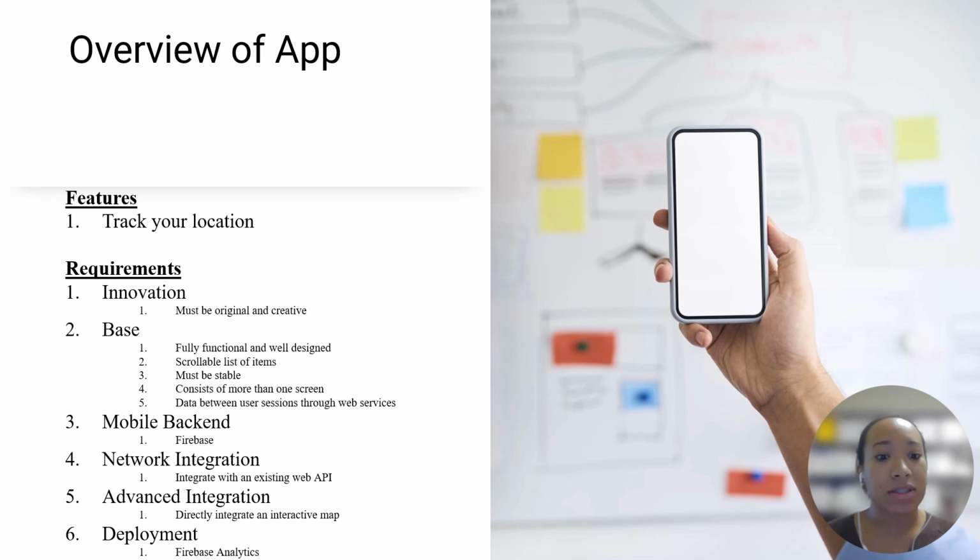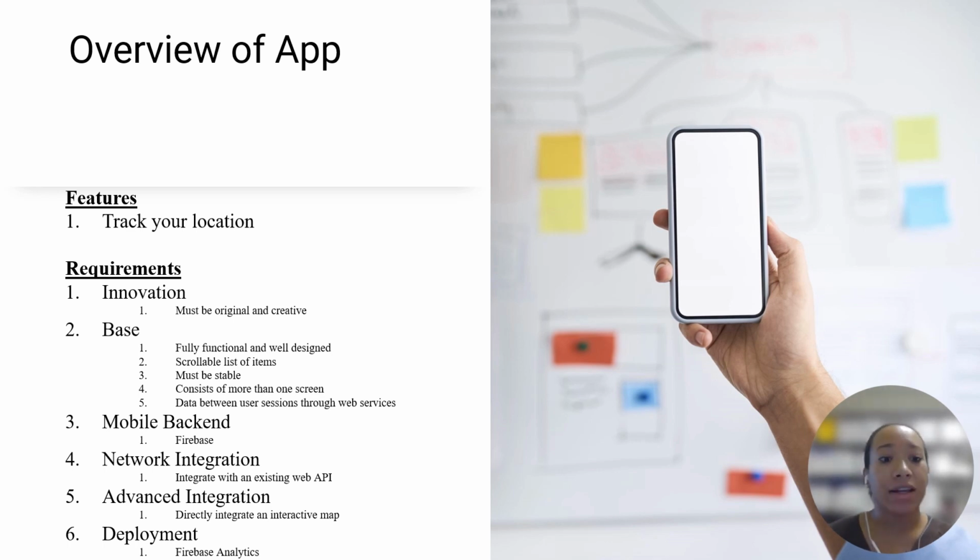So for the basic requirements, it has to be fully functional and well designed, have a scrollable list of items, be stable, consist of more than one screen, and have data between user sessions through web services. Mine is definitely fully functional and well designed. It does have a scrollable list of items that is in the marked screen page. It is stable and it consists of 3 different screens: the home screen, the mark my location screen, and then the find my location or find my parked car screen. And it also has data between user sessions through web services.